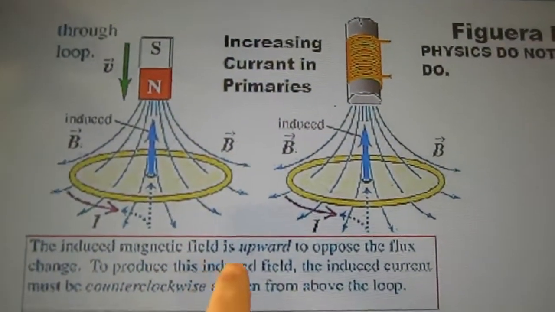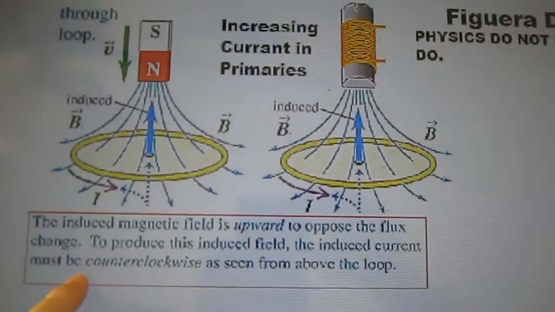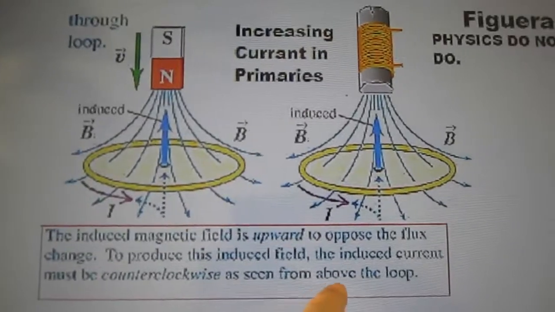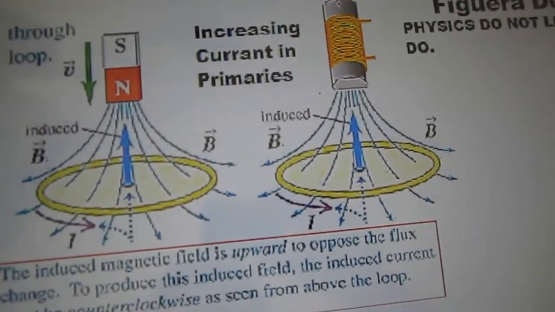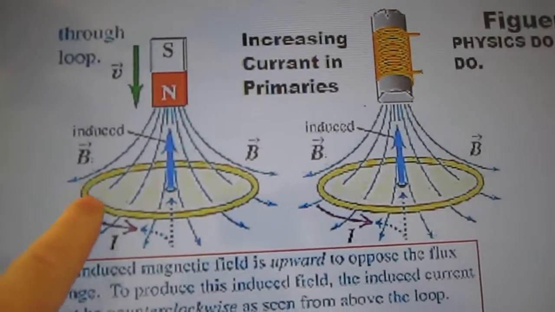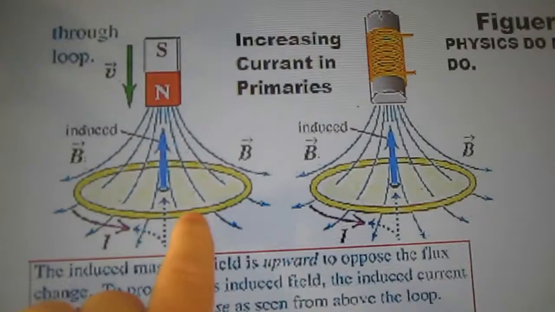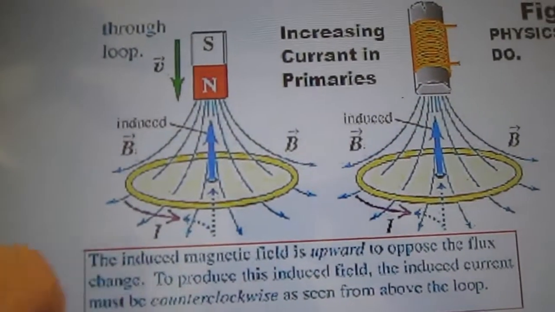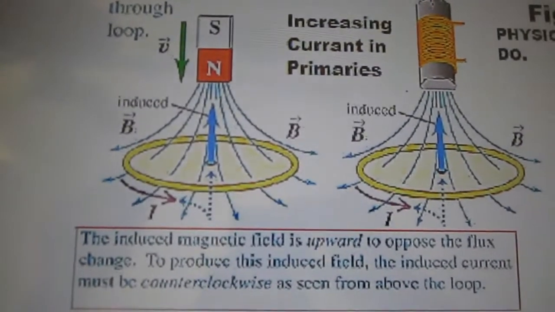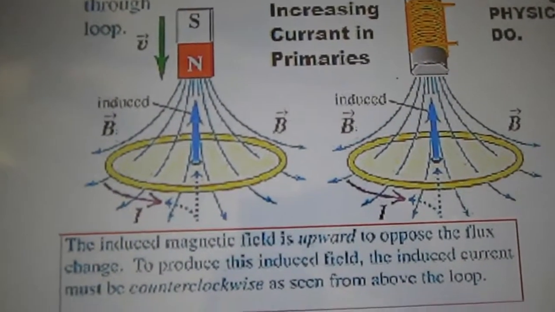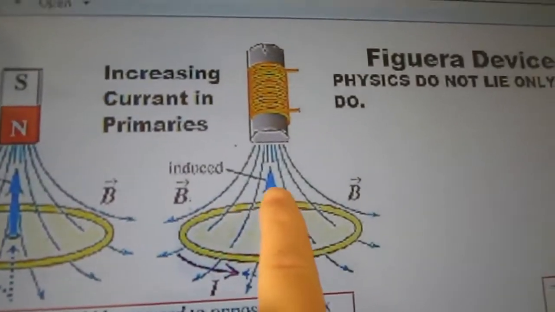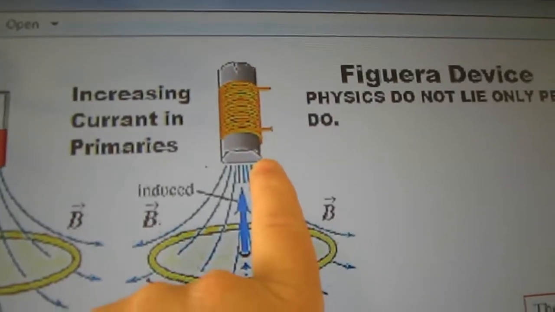Alright, the induced magnetic field is upward to oppose the flux change. To produce this induced field, the induced current must be counterclockwise as seen from above the loop looking down. Here's the magnet coming in, here's the induced, here is the current rotation. It is counterclockwise when looking from above, but it's actually clockwise when you're looking at the end of it. Okay, this is exactly the same thing as the current increasing in the primary.